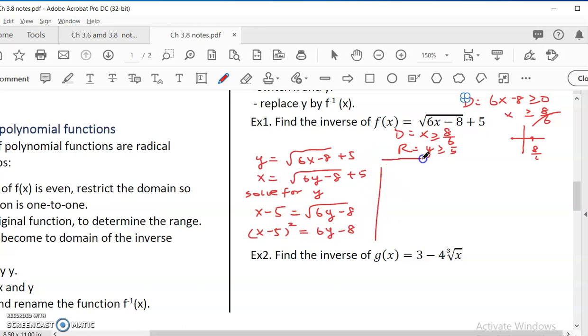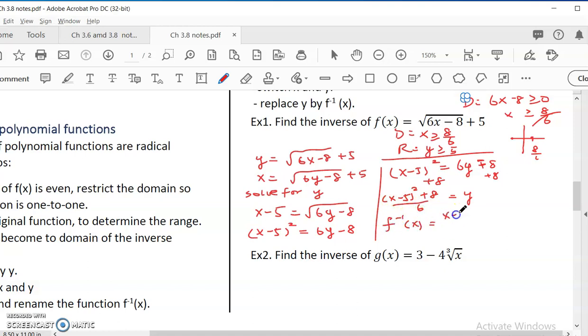I think I did that also in the last video. And we add 8 on both sides, so x minus 5 squared plus 8 equals 6y. And then divided by 6, you can imagine it would be x minus 5 squared plus 8, all divided by 6. And that is the inverse function.